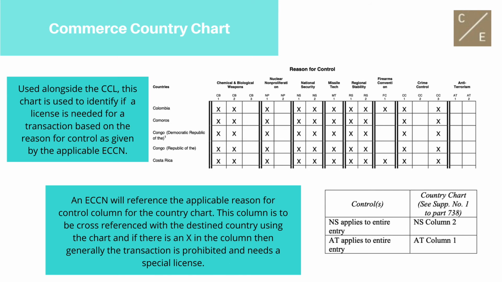For the example given, NS, which is national security, only applies to column 2 for this given item. So, in reference to the sample of the chart, this item would not be prohibited unless there was a special license for all of the countries given. Conversely, for AT, which is anti-terrorism, it only applies to column 1 for this item. So, there would be no special license based on anti-terrorism for any of the countries given.